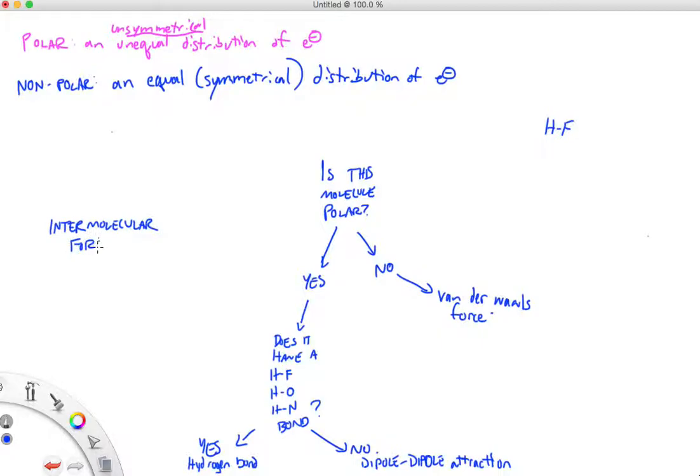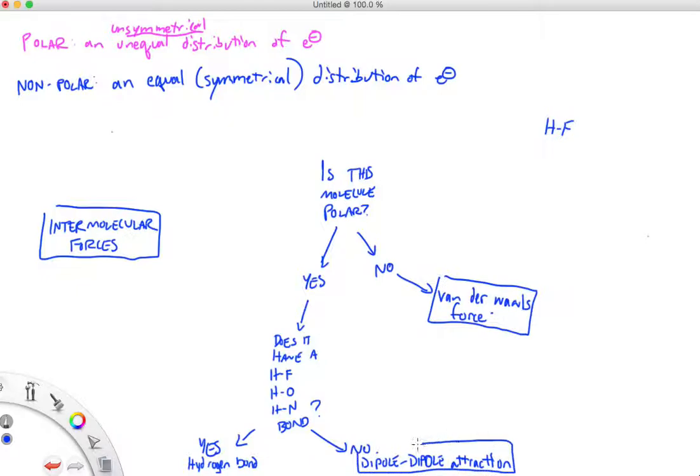Intermolecular forces. There are three different flavors, and the flavors are right here. Van der Waals, dipole-dipole attraction, and hydrogen bonds. Hydrogen bonds aren't actually bonds, although the biologists think they are. These are the three different types of intermolecular forces.